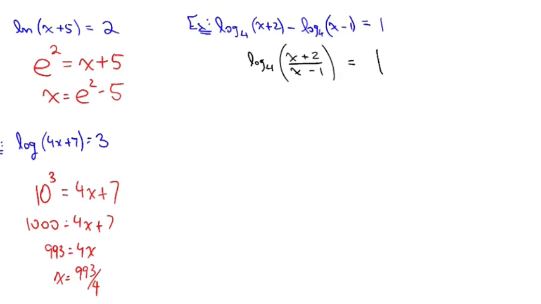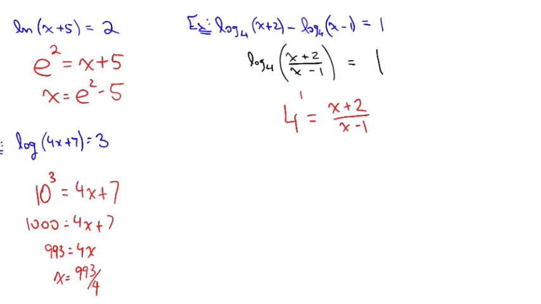I have a log of something is equal to a number. So what do I start with? You don't start with log of 4, you just start with 4 raised to what power? First power, which is equal to? Well, I know that's equal to 4, but what's it equal to? x plus 2 over x minus 1. Alright, how do I solve that equation?